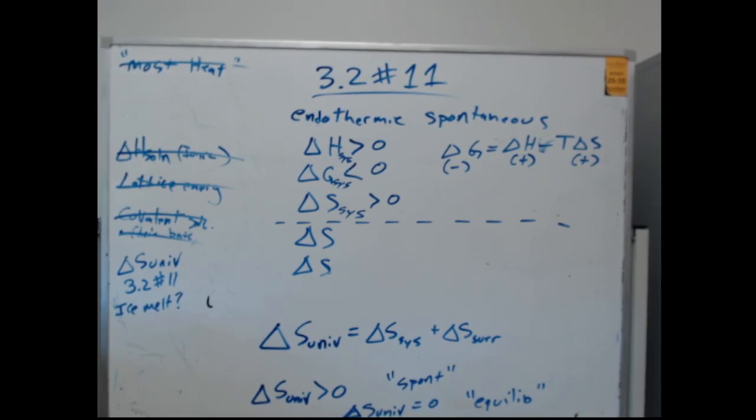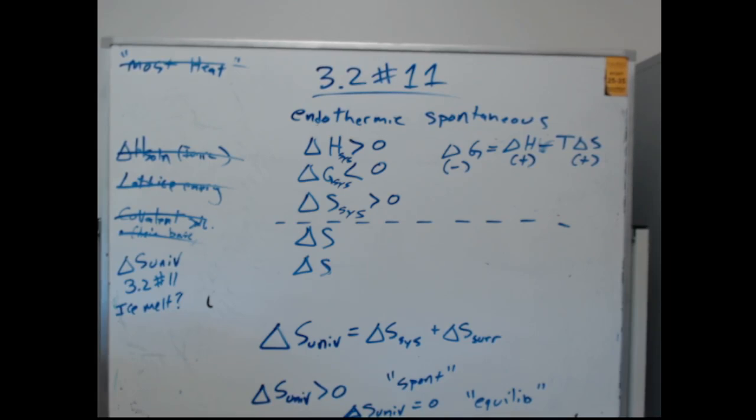And then they say delta S of universe less than 0 would be non-spontaneous. I would use different language for it. Rather than calling this spontaneous, non-spontaneous, and equilibrium, I would call it possible, impossible, and on the border between possible and impossible. So I would use slightly different language.